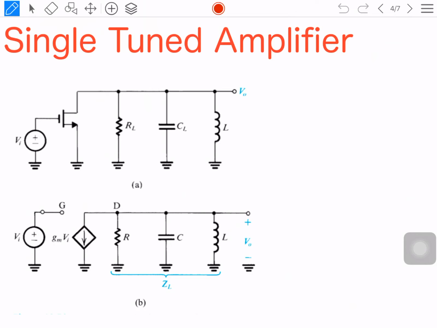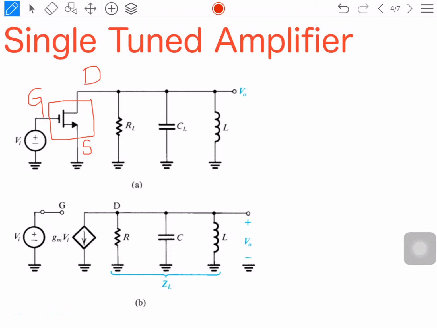We are already aware that an amplifier is built with the help of an active element. In this case, a MOSFET has been considered as the active element. In the MOSFET, the commonly used configuration is the common source configuration. The source is grounded here. Input is given at the gate terminal. Output is taken at the drain terminal. So it is a common source configuration.